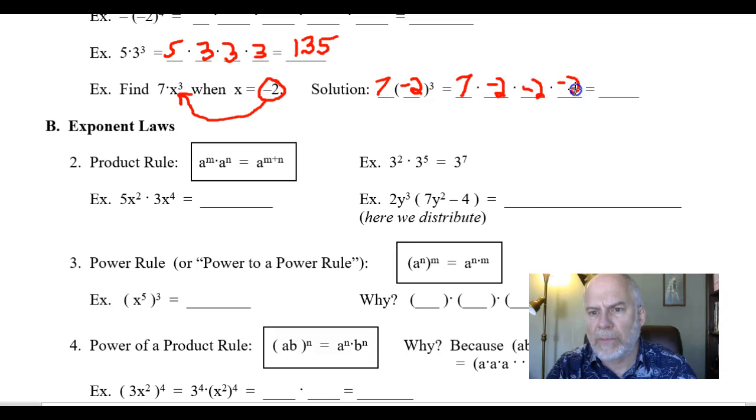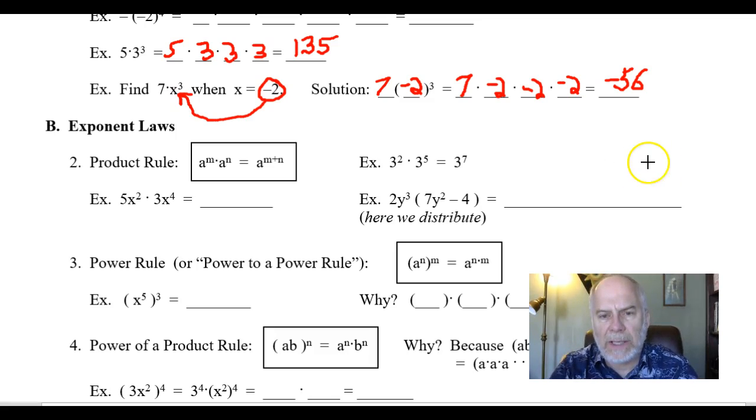Okay, so how many negatives do we have? Well, you can see we have 3 negatives, so overall it's going to be a negative. And then if you multiply 2 times 2 times 2, that gives you 8. And then 8 times 7 is 56. So the answer is negative 56. All right.